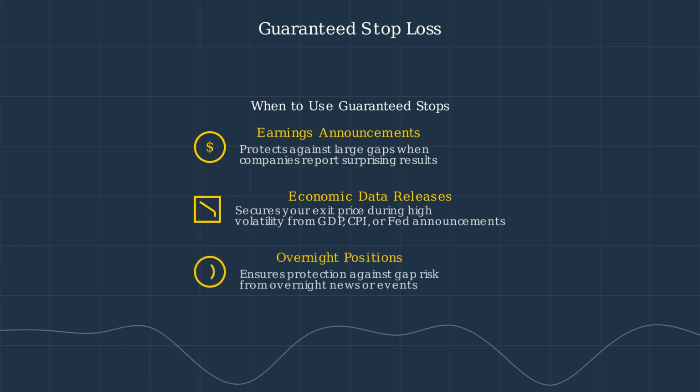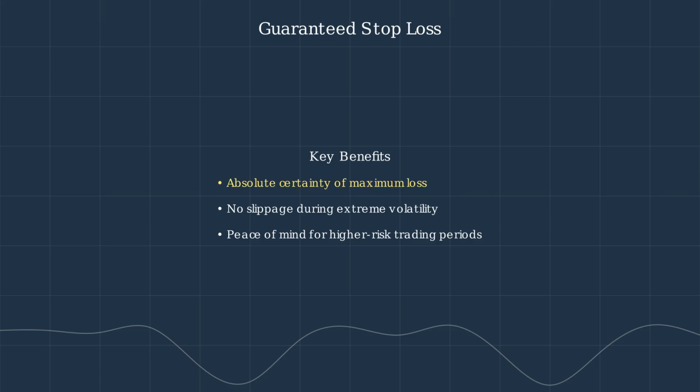When holding positions overnight, news or events can cause significant gaps at market open. Guaranteed stops ensure you're protected from these overnight risks. The key benefits of guaranteed stop losses include absolute certainty of your maximum loss, elimination of slippage during extreme volatility, and peace of mind during higher risk trading periods.